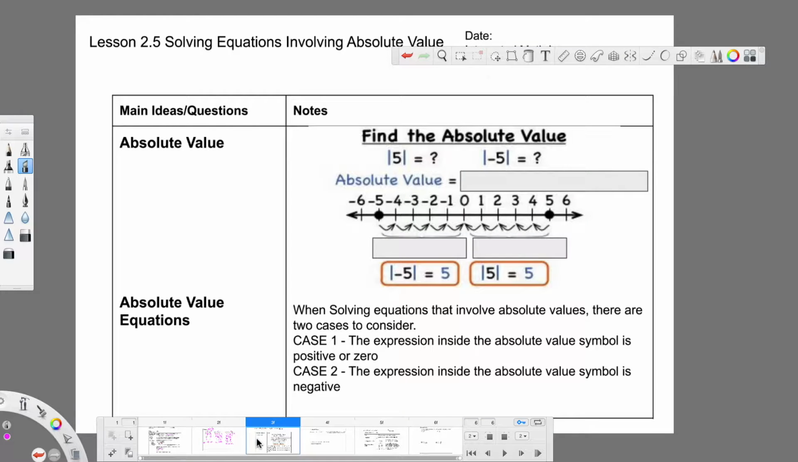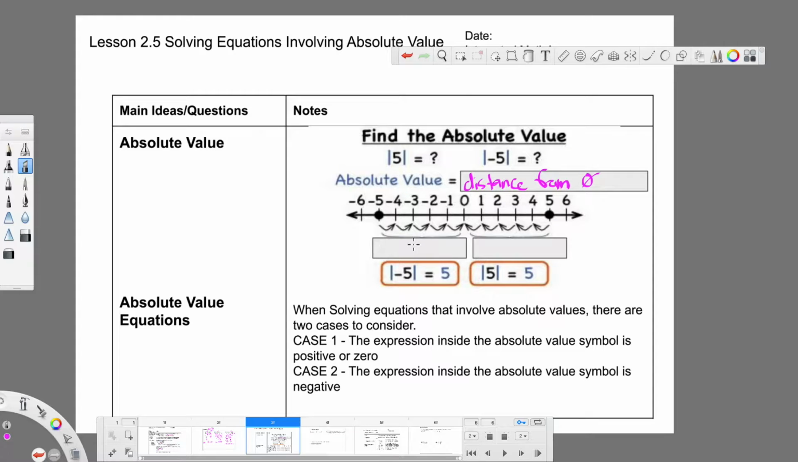Alrighty, welcome to Chapter 2, Section 5 for IM1, Solving Equations Involving Absolute Value. So we get this kind of cute little graphic for find the absolute value. Keep in mind, absolute value is the distance away from 0, or at least that's the basic idea. So we just want to say distance from 0. And it could also be from a midpoint. It doesn't always have to be from 0. But in this case, we're kind of looking at 0.